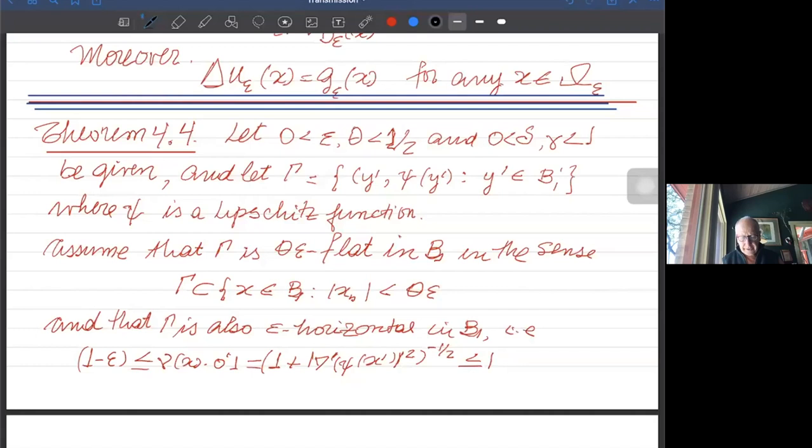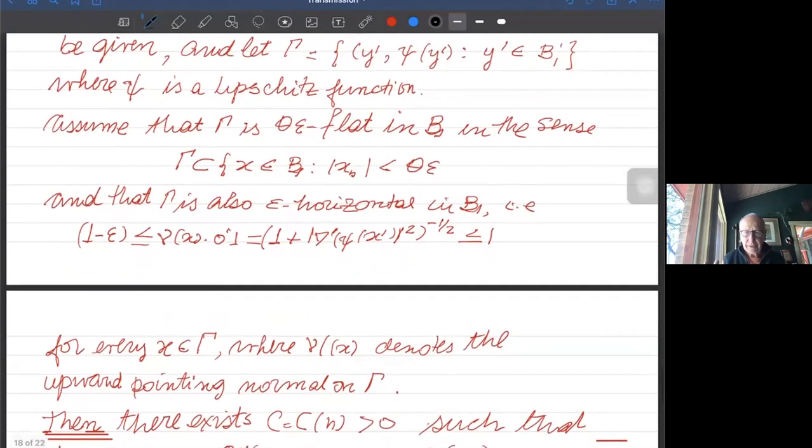Because the gamma is in a point X such that the Xn is less than theta epsilon, okay? So if you take n to be the vertical direction, then gamma is sort of flat, okay? So gamma is sort of flat there, right? Remember, it is also epsilon horizontal in V1. This is what this description is saying. So in V1 it is epsilon horizontal, right? Because this is the flat.